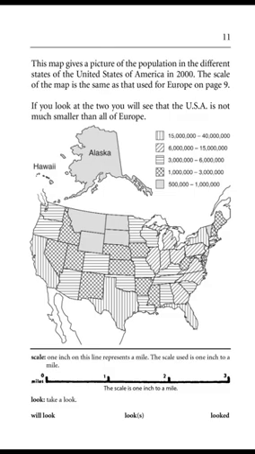Page 11. This map gives a picture of the population in the different states of the United States of America in 2000. The scale of the map is the same as that used for Europe on page 9. If you look at the two, you will see that the USA is not much smaller than all of Europe.